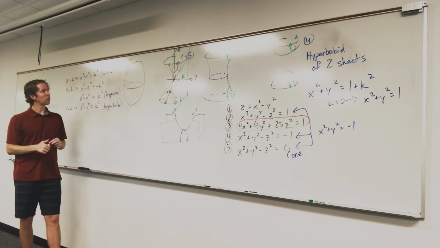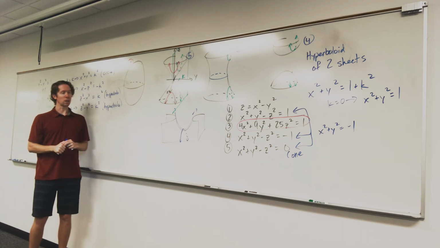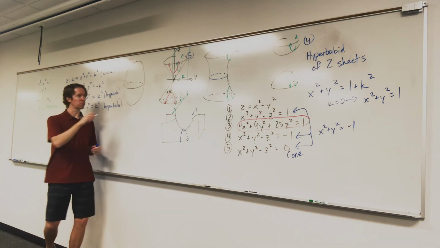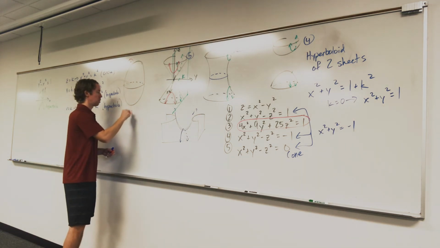And if they're all ellipses, then what do you think we call this? Ellipsoids. Yeah, we call it an ellipsoid. Good.